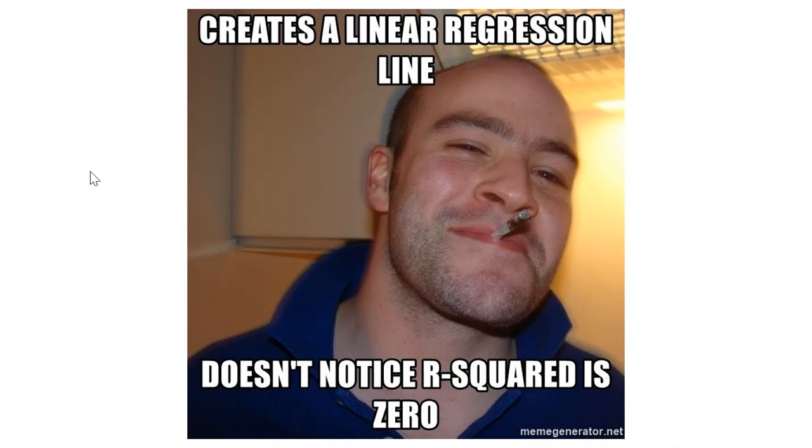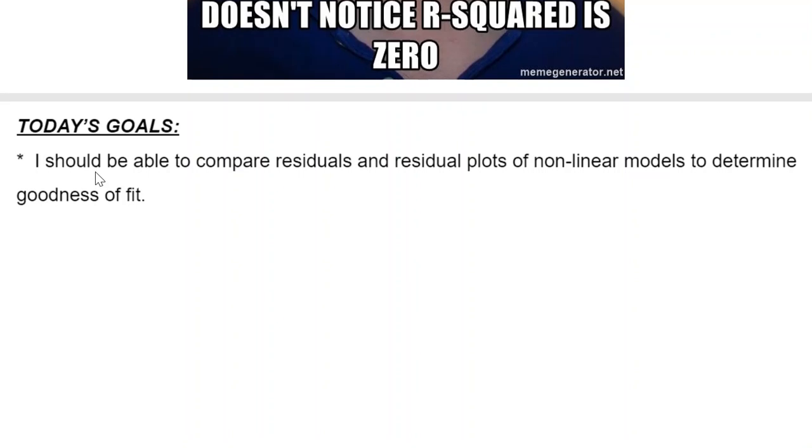This is supposedly funny because if something has an r-squared value of 0, that means the line of best fit really stinks, as in it does not fit at all. So he creates a linear regression line and then doesn't notice that the r-squared is 0, which means your line means nothing. You did not get a line of best fit. You got a line of worst fit, actually.